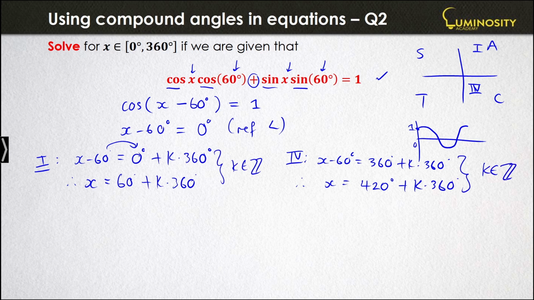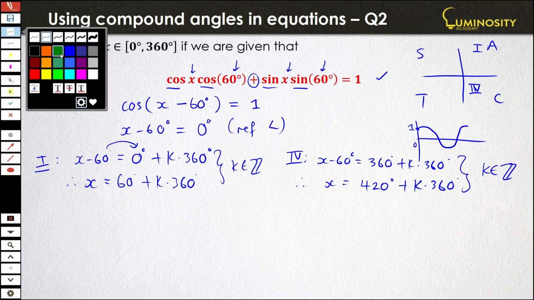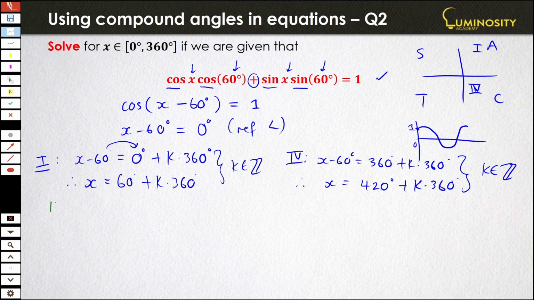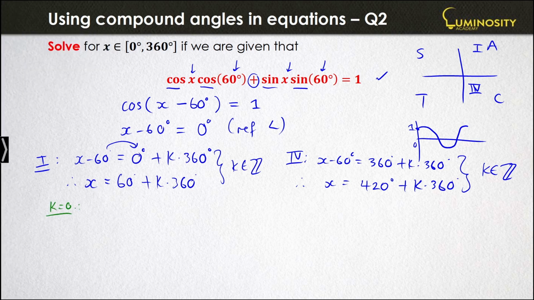Now I can plug in values for k and see what values satisfy our restricted domain. When k equals 0 here, I get x equals 60 degrees, which is fine because that's inside this domain. If I plug in anything greater than or equal to 1, I'm not going to get any applicable solutions because it's going to be way bigger than 360. And if I plug in anything less than or equal to negative 1, at negative 1 it's negative 300 degrees already. So again, no applicable solutions in that given domain.